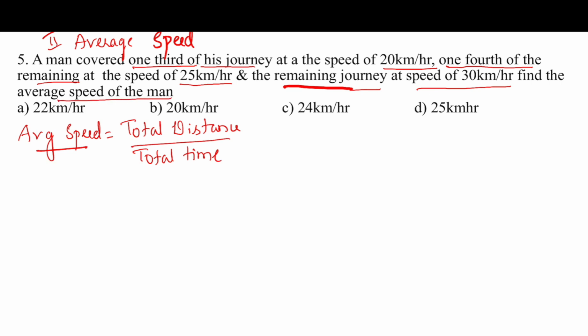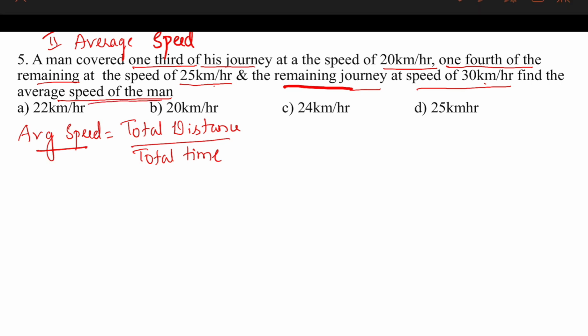So he is covering different distances at different speeds, isn't it? 1/3 at 20 km per hour, 1/4 of the remaining at 25 km per hour, and the remaining at 30 km per hour. So the speed is different for different distances. So what is the average speed of the man they are asking?